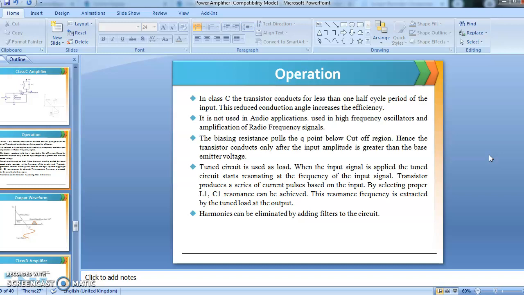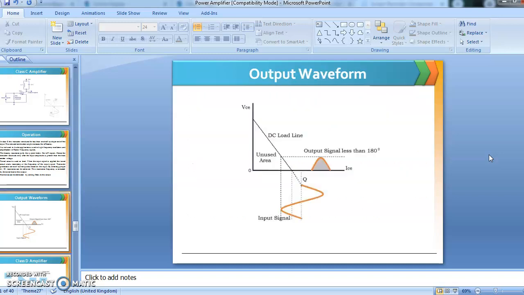By selecting the proper L1 C1 value, the resonance can be achieved. This resonance frequency is extracted by the tuned load at the output. Here the harmonics can be eliminated by adding a filter to the circuit. This is the main operation of the class C power amplifier.